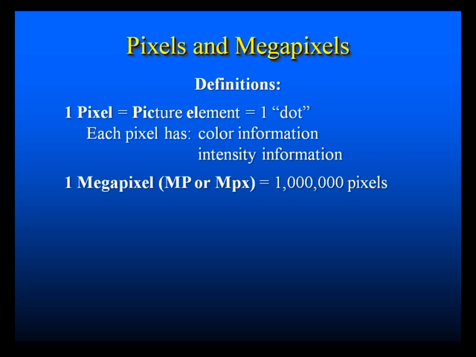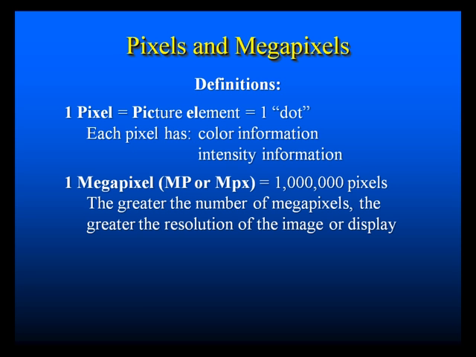A megapixel is 1 million pixels. So if you can conceive of a square that's 1,000 pixels across and 1,000 pixels up and down, multiply those together, you've got a grid of 1 million pixels. That is a megapixel. And when we talk about cameras and photographs, we talk in terms of number of megapixels.